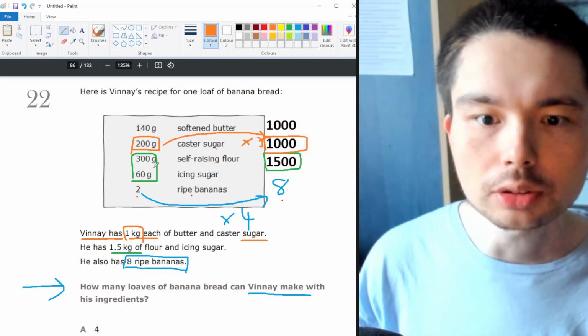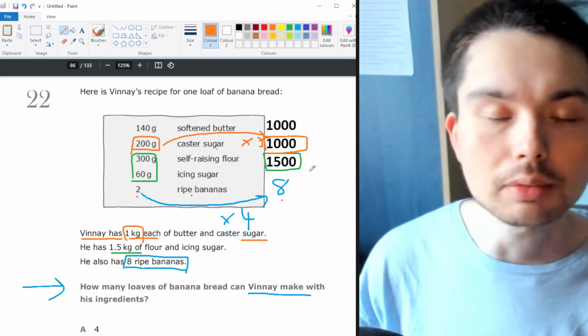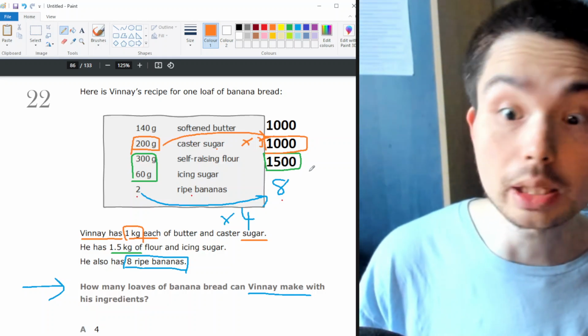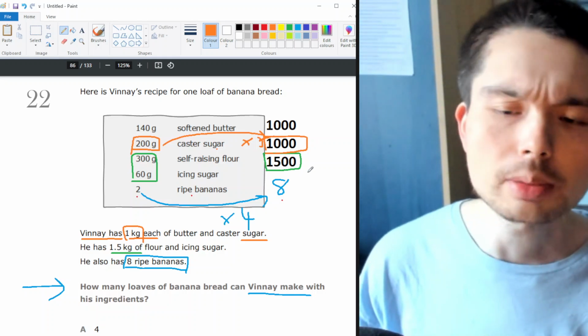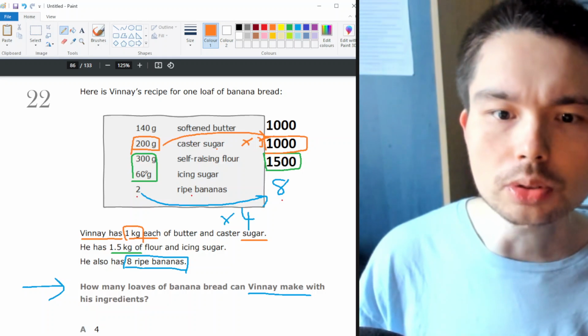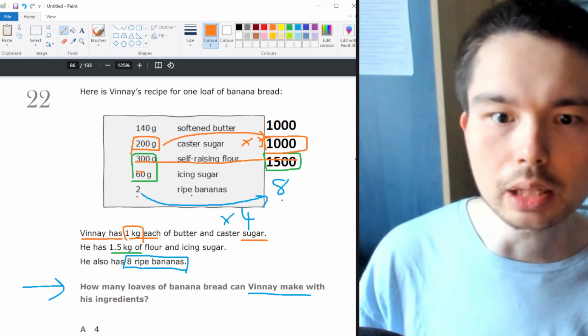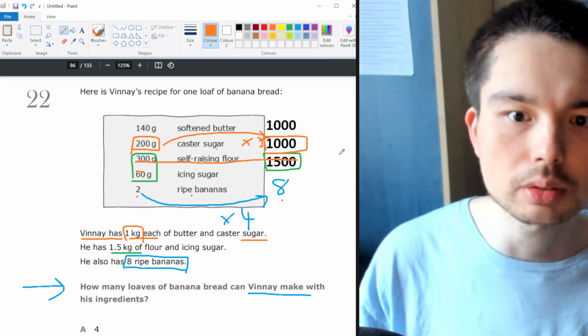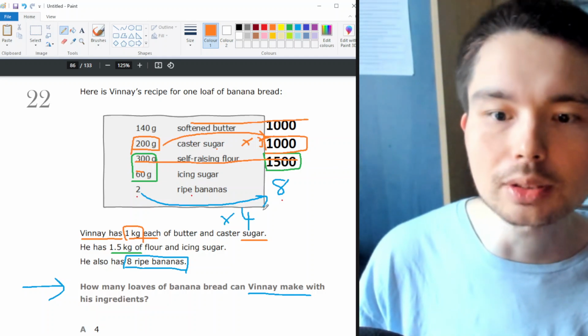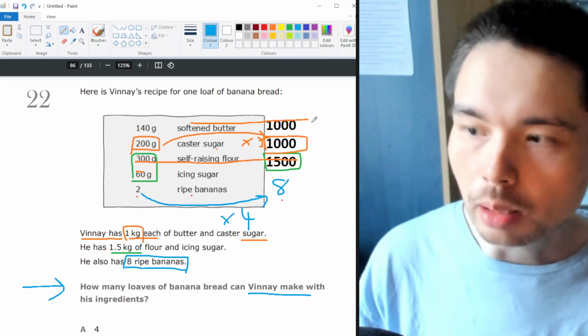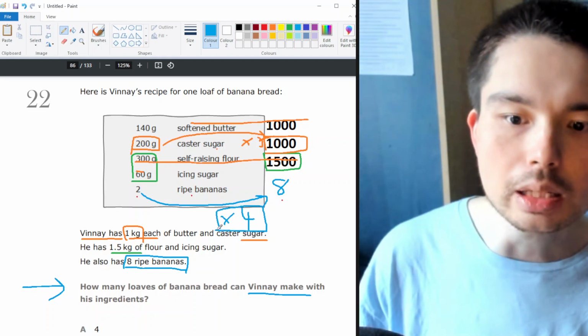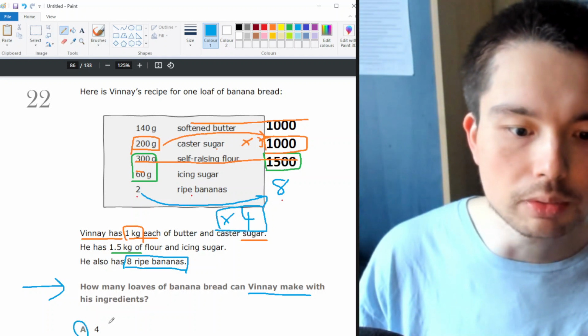So difficult. 360 times what is 1500? I think that's about 5 or 6. Let's say it's about 6. No, it's about 5, but it's still less than 4... sorry, it's still more than 4, so we don't need this line. And then the top one, 140 to 1000, that's like times 5.5 or something, so that doesn't matter. So we have the minimum number of ingredients, so that's why the answer is we can only make 4.